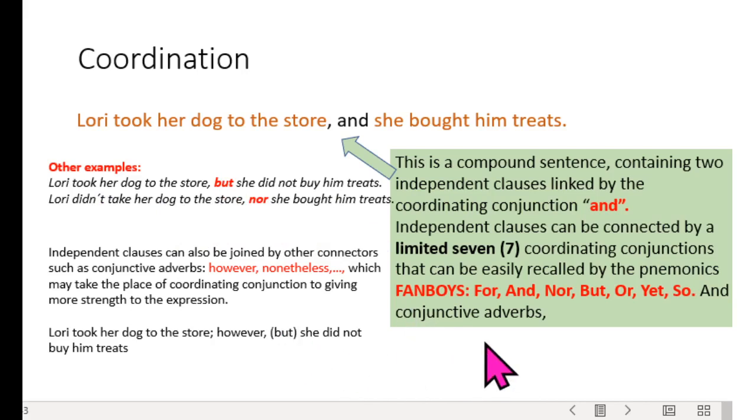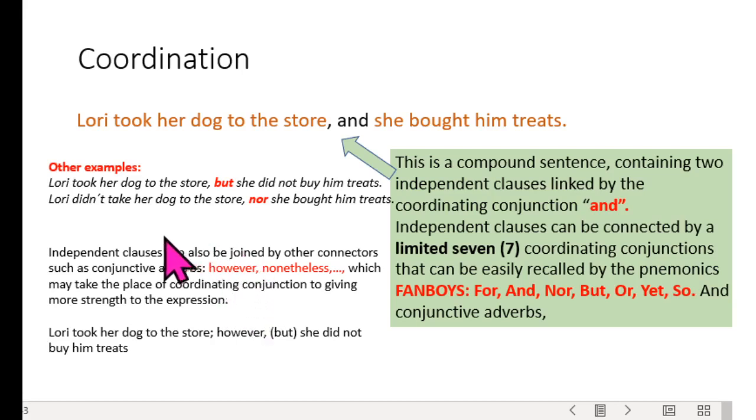There are other types of connectors that we can use to join two independent clauses, such as the conjunctive adverbs. And there's a tricky thing about the conjunctive adverbs, and it is that they show a stronger relationship, but in a sense, they do the same as the coordinating conjunctions. So if I say but, which is very common, instead of saying however, it sounds more familiar. But when you say however, it puts emphasis on what you are saying.